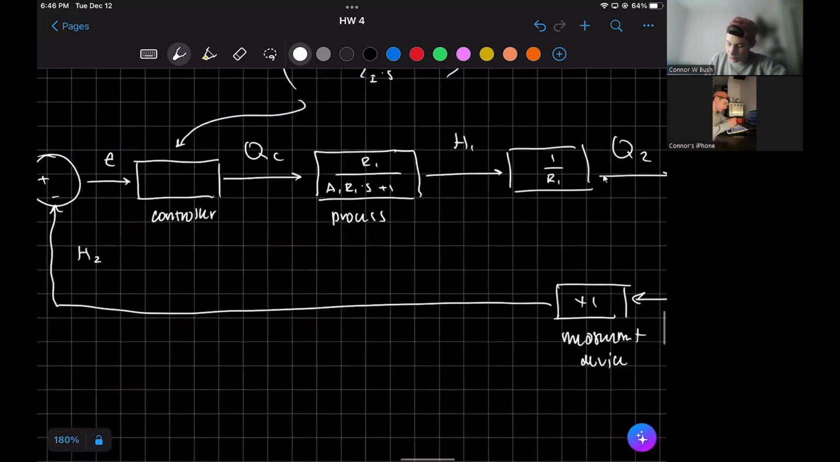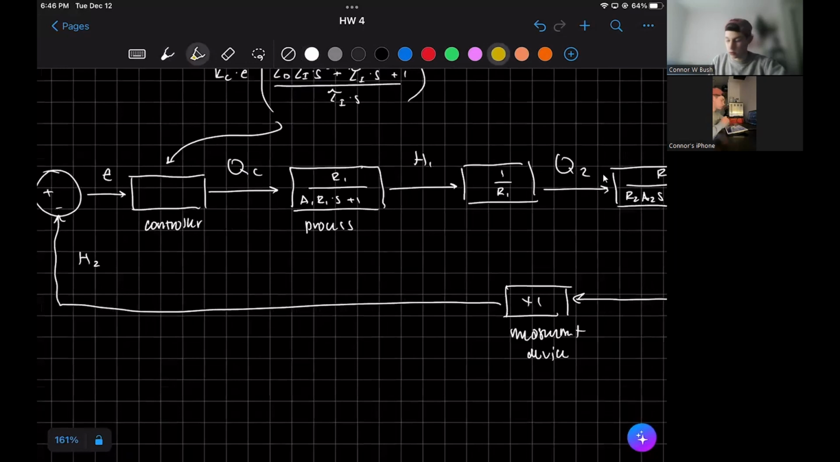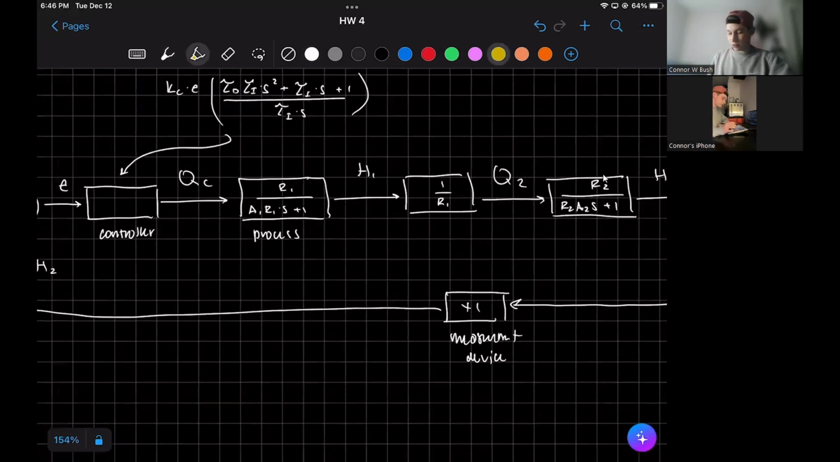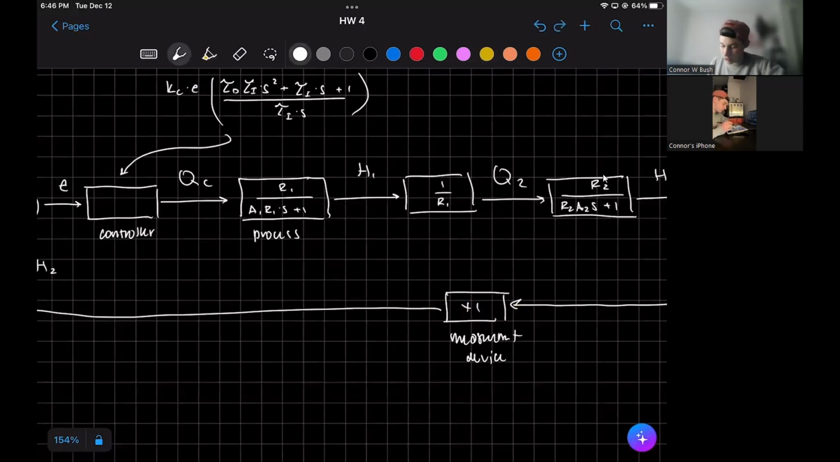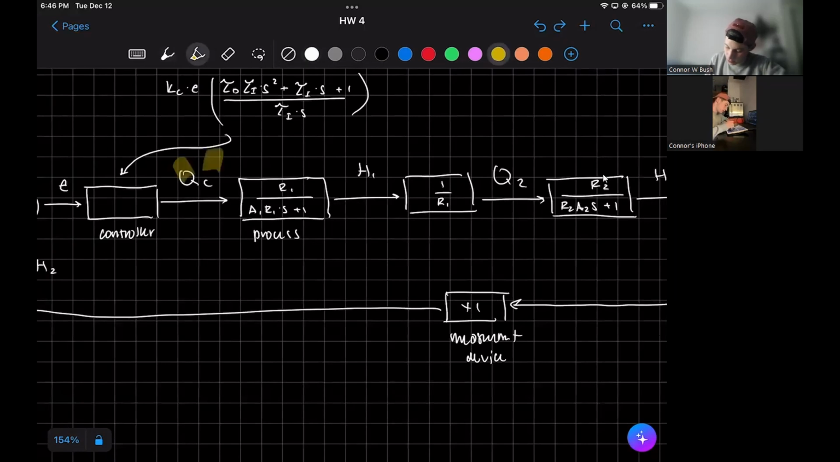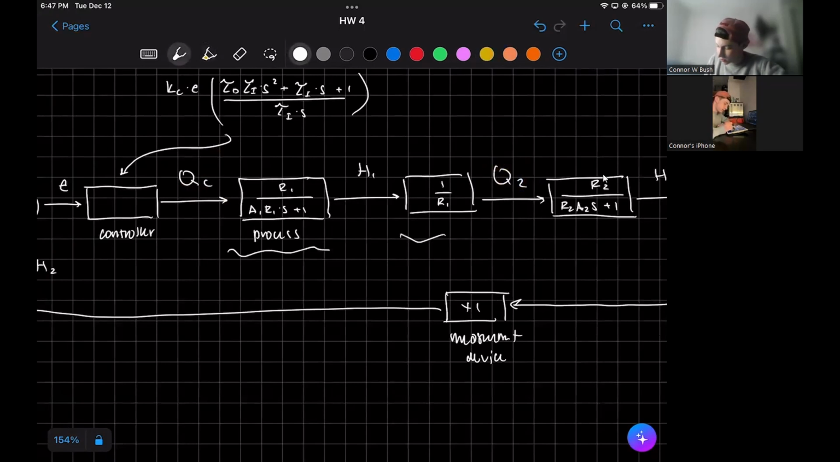So if you look, the forward transfer function for this feedback loop is all of this being multiplied, and then the backwards feedback loop is this component right here. So if we want to look from, let's say, QC to Q2, we multiply this transfer function by this one. And then as you can see, there's some cancellation here of R1, the resistance 1. And then we'll explore that more in Python.